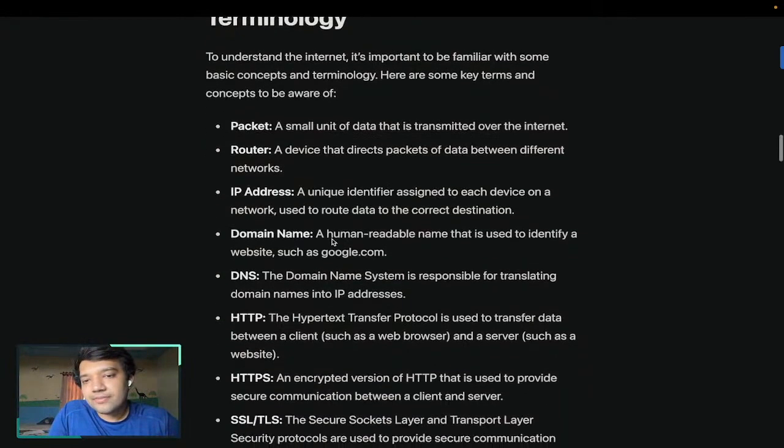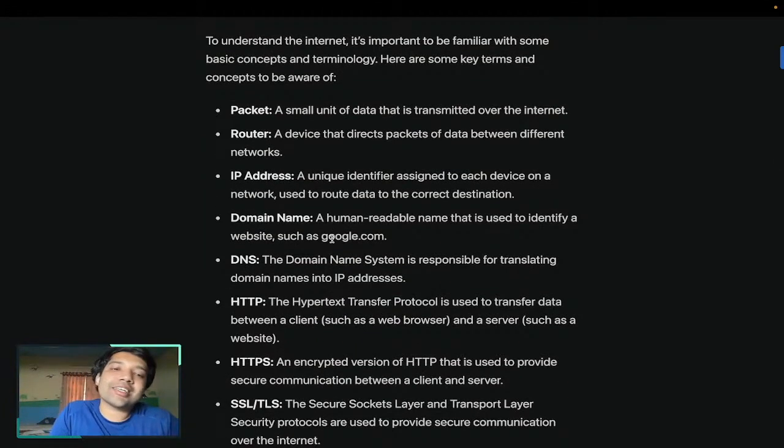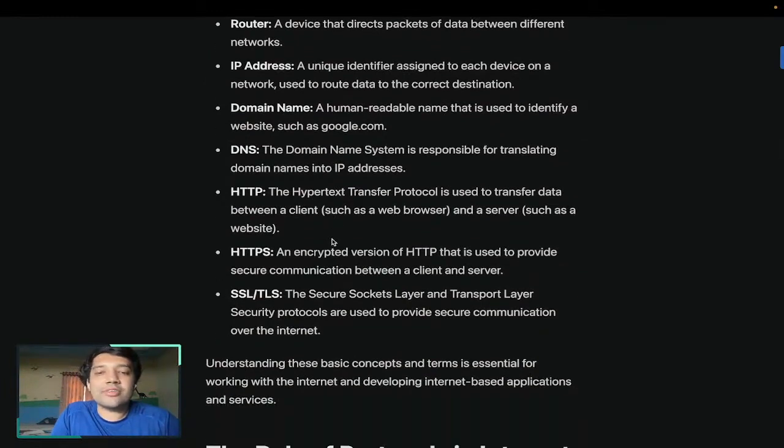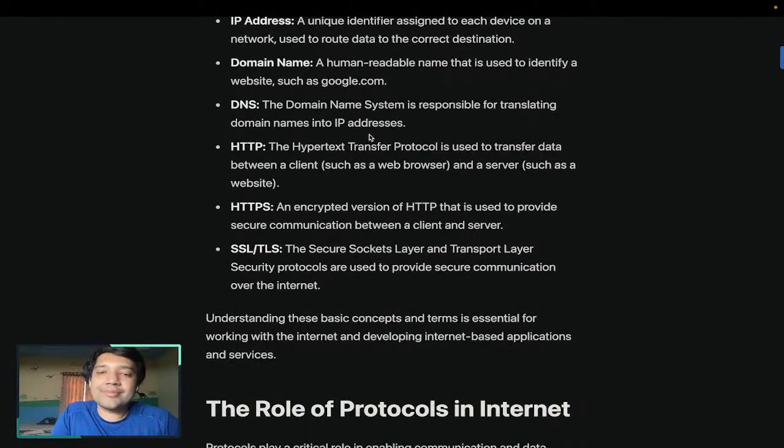Packet: a small unit of data that is transmitted over the internet. Router: a device that directs packets of data between different networks. IP address: a unique identifier assigned to each device on a network, used to route data to the correct destination. Domain name: a human-readable name. DNS is responsible for translating domain names into IP addresses.